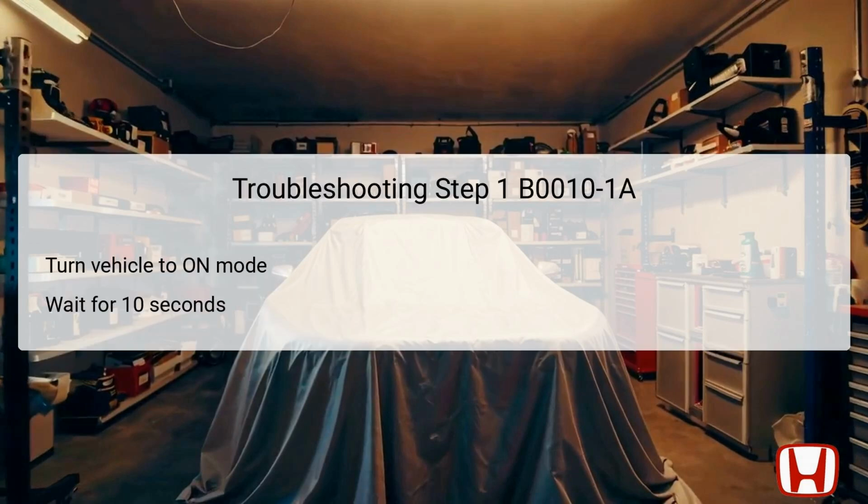The first step in troubleshooting the B0010-1A code involves turning the ignition switch to the on position. This action energizes the entire system, allowing the SRS unit to begin diagnostics. After switching to the on mode, it is essential to wait for at least 10 seconds. This waiting period gives the SRS unit enough time to run its self-diagnostic tests, assessing the integrity of airbag system components, including the front passenger's airbag.